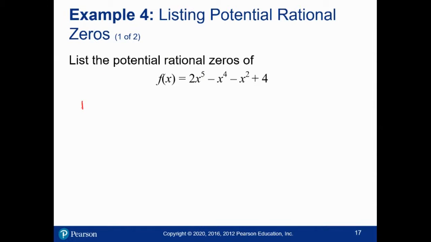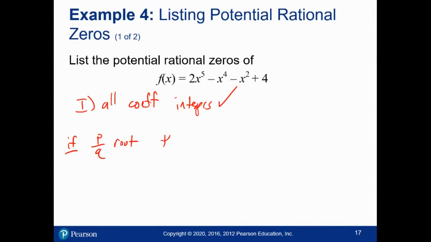First thing first, are all the coefficients integers? Yes. If not, the rational roots theorem just isn't going to help. If all the coefficients are fractions, you can do some tricks, but sometimes you just are out of luck. But all the coefficients are integers, so we're fine. So then what you say is if p over q is going to be a root, then p is a factor of the constant term. What's the constant term? 4. And q is a factor of the leading coefficient, 2.